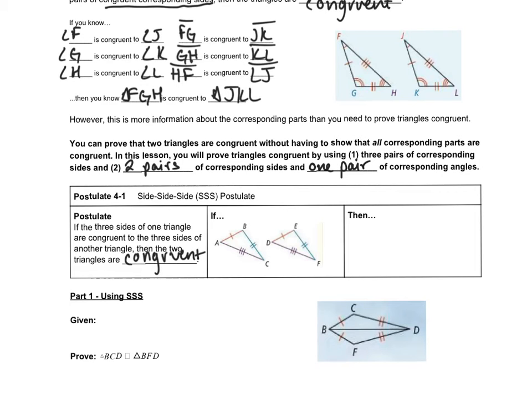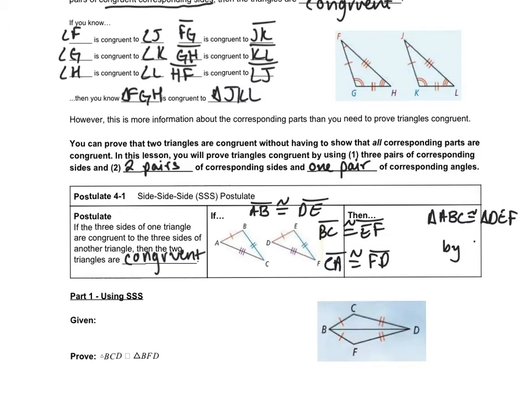So if side AB is congruent to side DE and BC is congruent to side EF and CA is congruent to FD, then we can say that triangle ABC is congruent to triangle DEF by side, side, side. All right.